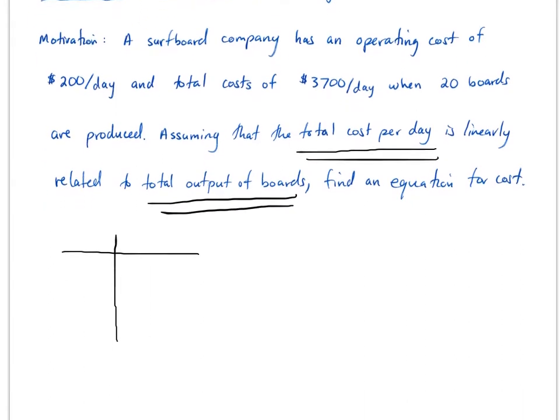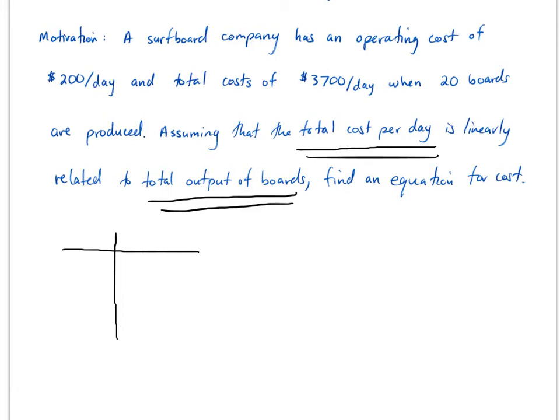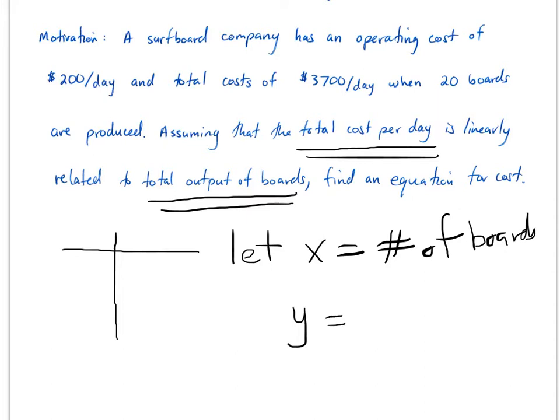The hardest part of these problems commonly is to determine which is the independent variable and which is the dependent variable. So the independent variable is the thing that can be changed. And once that value is changed, then the dependent variable's value will also change according to some rules. So in this case, this problem says that the cost per day is related to the number of boards. So if we knew the number of boards being produced in a given day, we could find the cost. So number of boards is going to be our x. So let's let x be the number of boards. And then the dependent variable, usually our y, will be the cost.